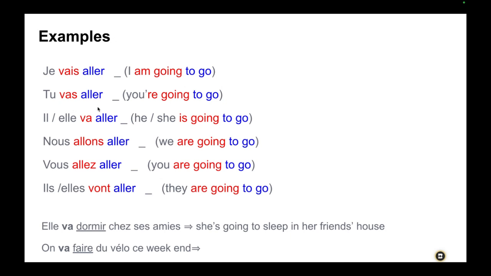So, je vais aller, tu vas aller, il va aller, nous allons aller, vous allez aller, ils vont aller. And again, another example: il va dormir chez ses amis. She's going to sleep at her friend's house. And on va faire du vélo ce weekend. We're going biking this weekend. I'm going to add the translation there.